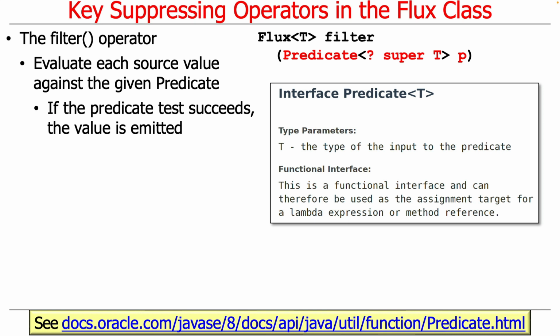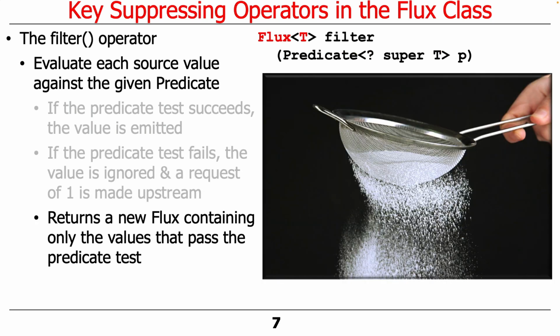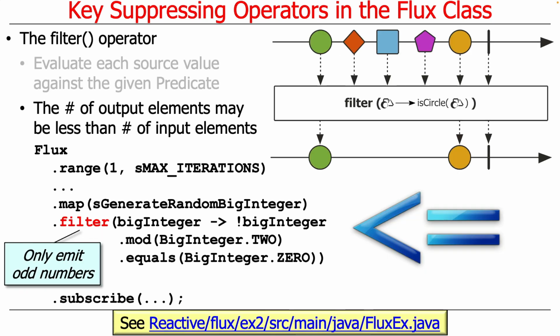And as you can imagine, filter will only allow values that pass the predicate, in other words, return true, to be emitted. Otherwise, it'll suppress things that don't match the predicate. So if the predicate fails, the value will be ignored, and it'll request the upstream to send the next value for the next check. It returns a new flux that contains only the values that pass the predicate test. And here's a fun little visualization demonstrating a filter where you've got something that'll filter out big chunks of something. Let's say it's flour or sugar or whatnot, or gold. The number of elements that are returned from filter could be less than the number of elements that it receives, because if something doesn't match, it won't be emitted.